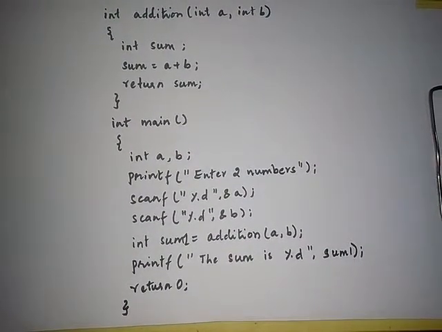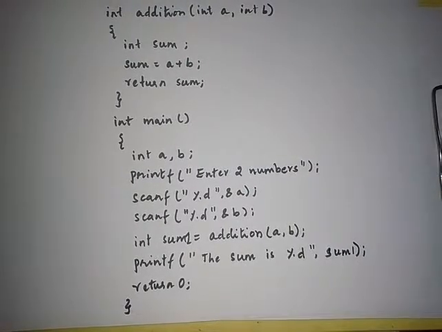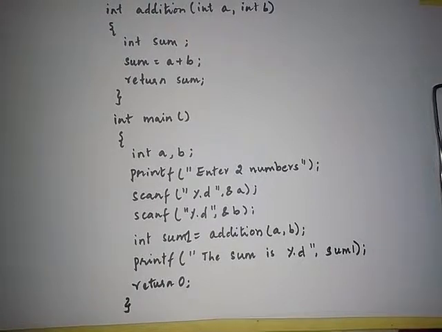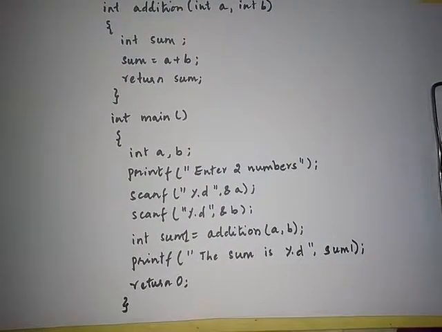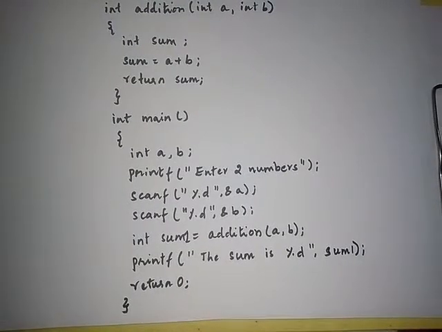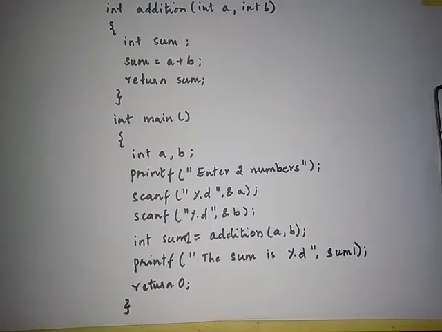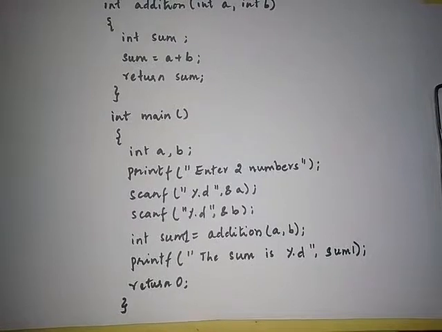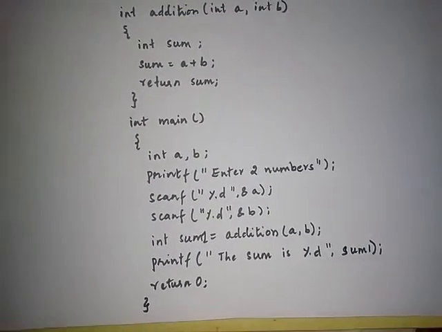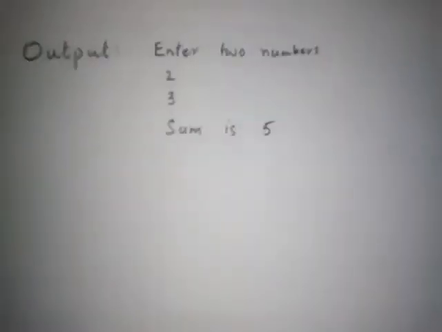After adding the two numbers, the function addition returns the value of sum to the main, which gets stored in the variable sum1. Sum1 can be replaced by any name. I have used sum1 only for understanding. Then you display the value of sum1. This is a sample program, and its output will be like this.